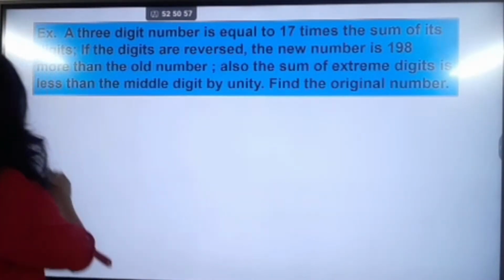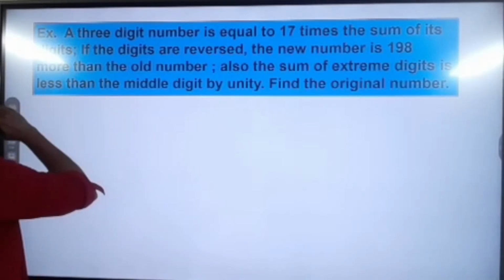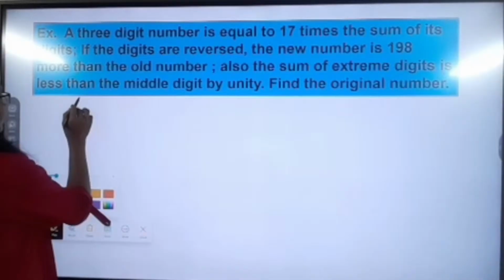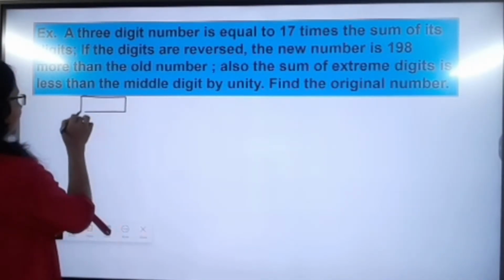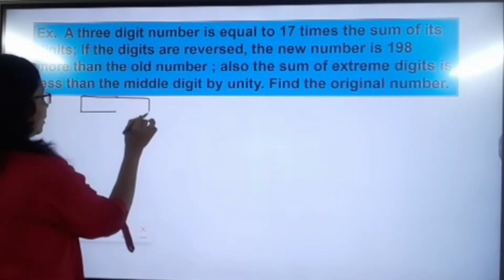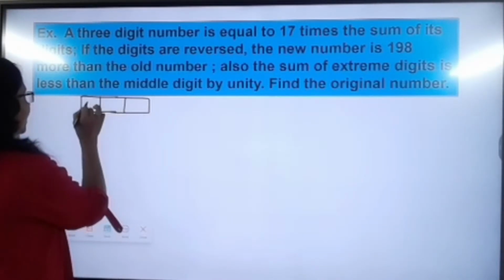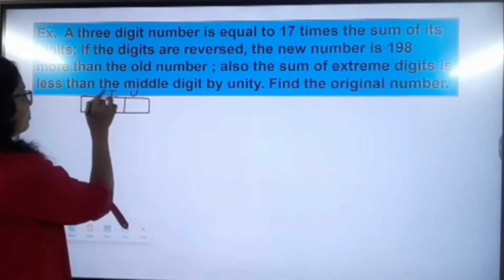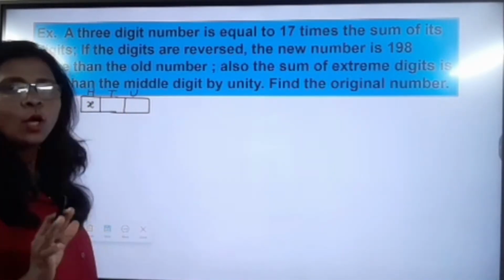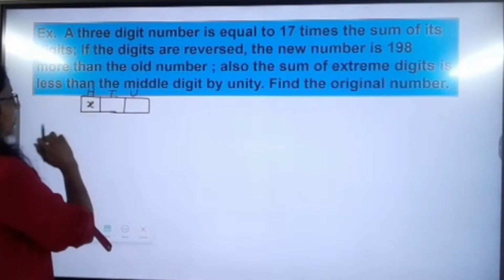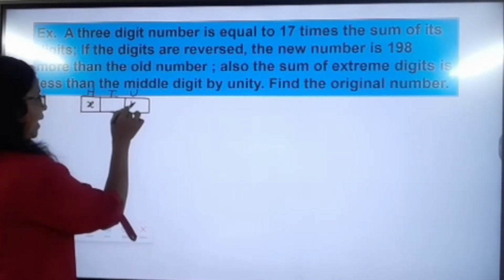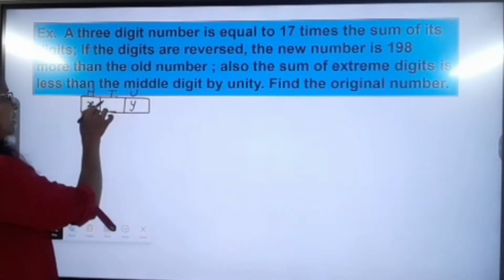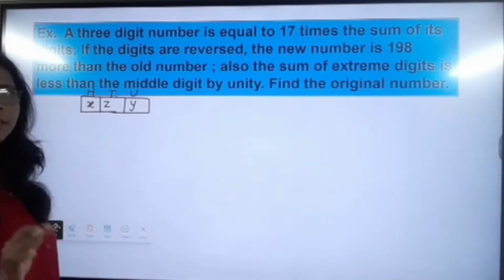First we write here the 3-digit number. I make out the boxes for the 3-digit number here, students. This is the unit place, this is the tens place, and this one is the 100 place. The 100 place is x, and purposely I take the unit place as y, and the tens place is z, consider that variable z.